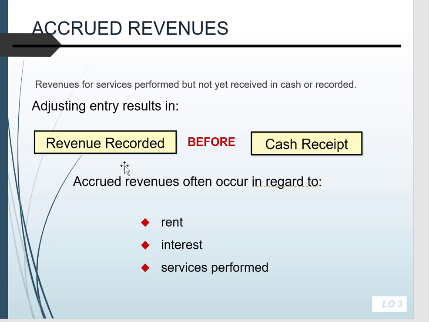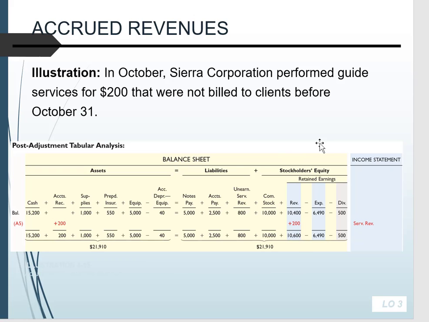Accrued revenues. We write down the revenue and then we're going to get the cash later. This could be rent or interest, some kind of services that we performed. So again, we provided some services for $200, but we haven't billed clients yet. We did the work, but we haven't billed them yet. So we're going to have to create an accounts receivable to show that a customer owes us some money. And over here, we're going to show that as a revenue.